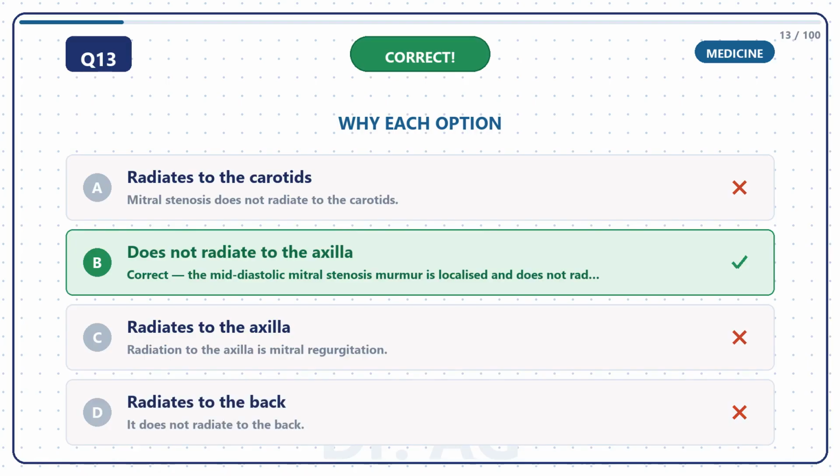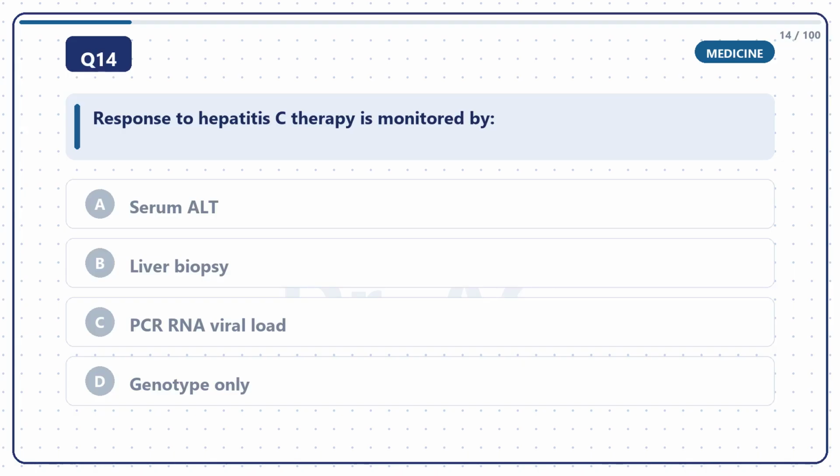Correct, the mid-diastolic mitral stenosis murmur is localized and does not radiate to the axilla. So, the right answer is option B. Does not radiate to the axilla. Question 14. Response to hepatitis C therapy is monitored by option A, serum ALT.